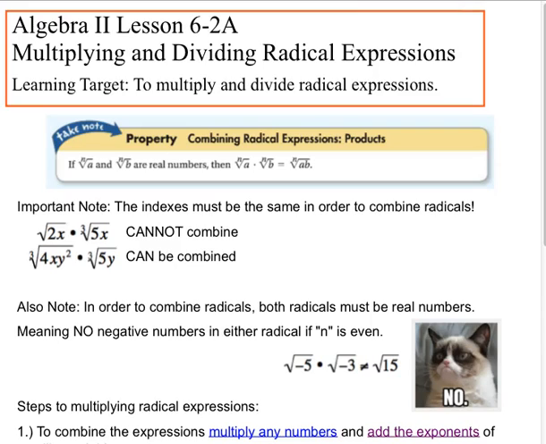Today we're going to move on. Instead of just talking about how to simplify radicals, we're now going to learn how to multiply and divide radicals. Today's focus is just the multiplying piece. We're going to take a day just to get really good at that before moving into the division.